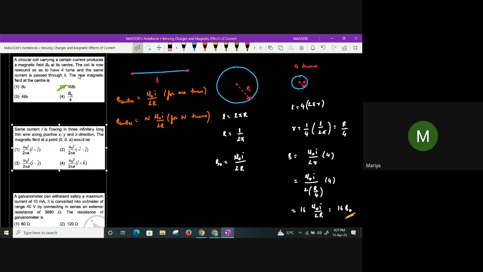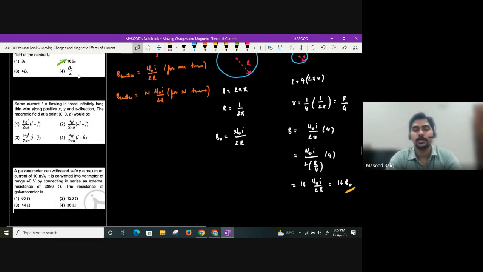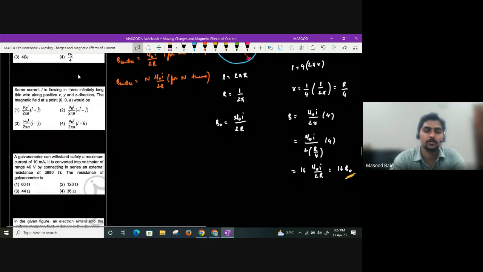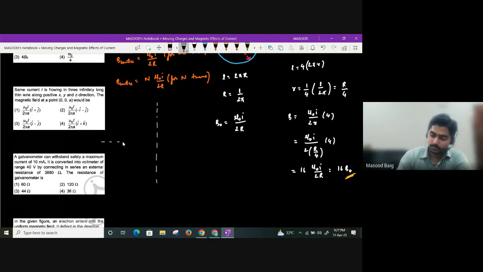Right. Now, the same current is flowing in three infinitely long wires along the x, y, and z directions. The magnetic field at point 0, 0, A. It is, I think, a package question only, I guess. You take it something like this: X, Y, and Z. I am assuming currents to flow along positive x. So I have the same currents flowing. You have one like this. You have one like this. Sorry, positive Z they have said, no? All are positive only, no, guys?